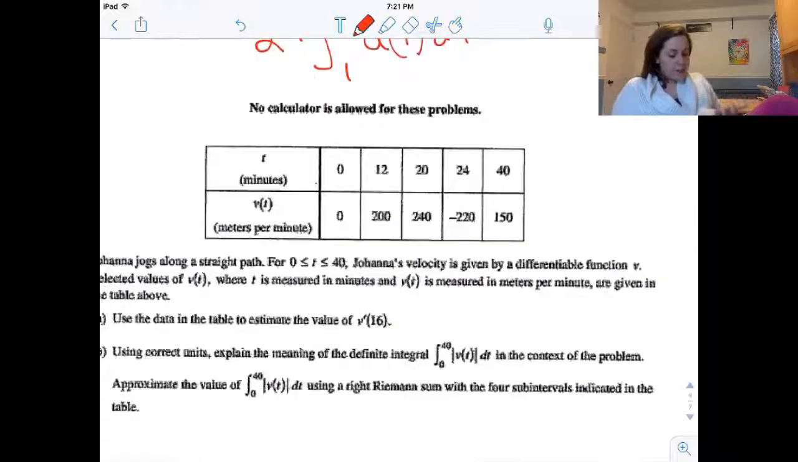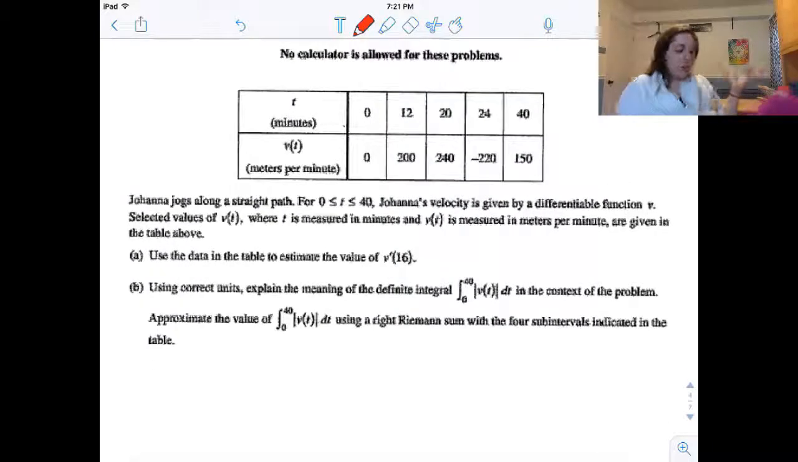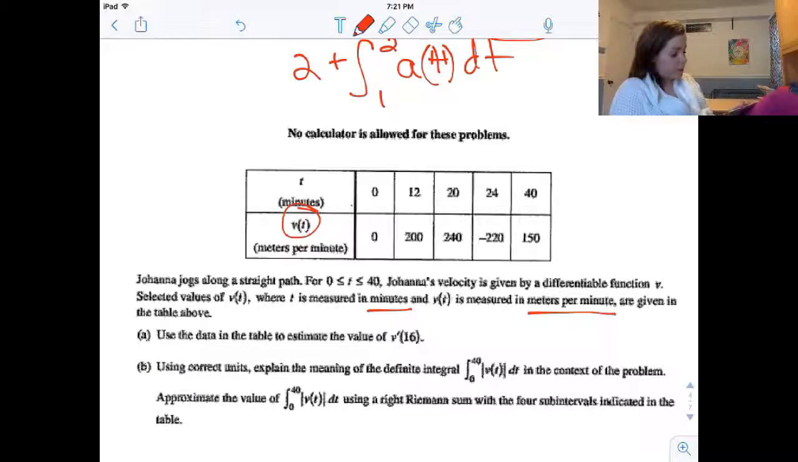All right, next one. So I've got this table. Johanna is jogging along a straight path from 0 to 40. Her velocity is given. So that's velocity. Here, t is measured in minutes, and V is in meters per minute. So units are going to matter here. So part A says use the data from the table to estimate V prime of 16. Notice it does not say A of 16 because A is not a thing. It's not defined.